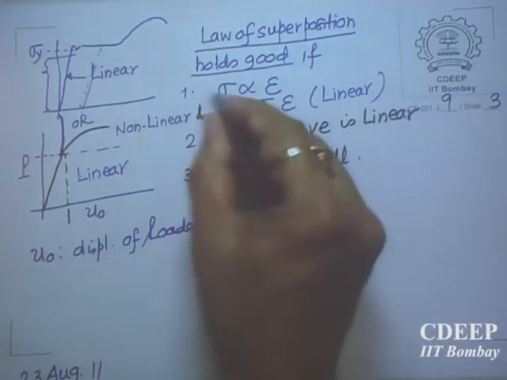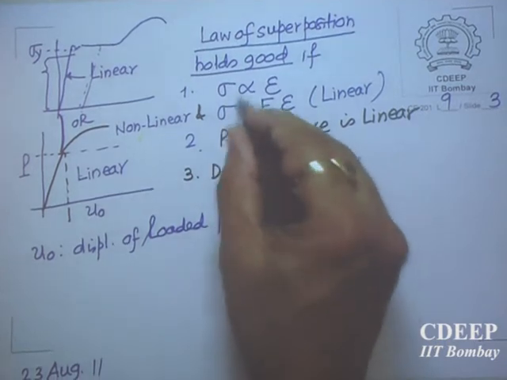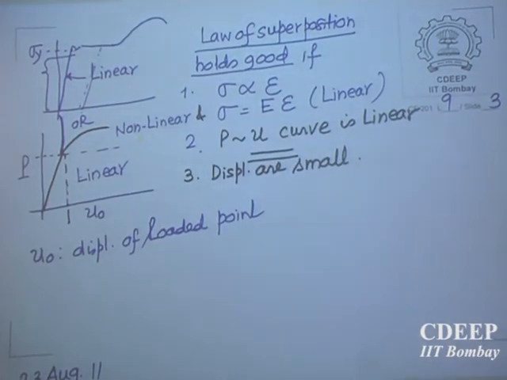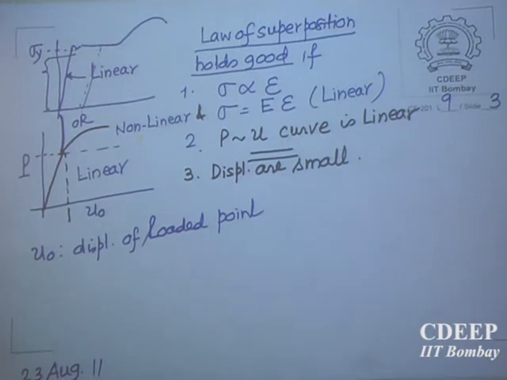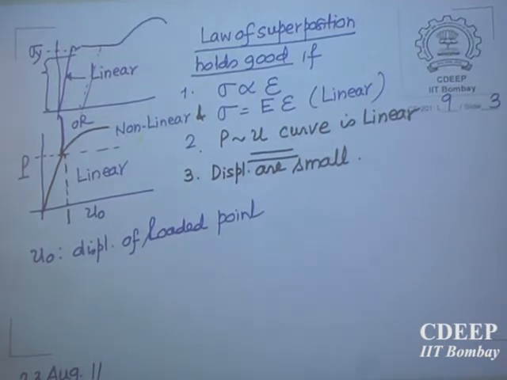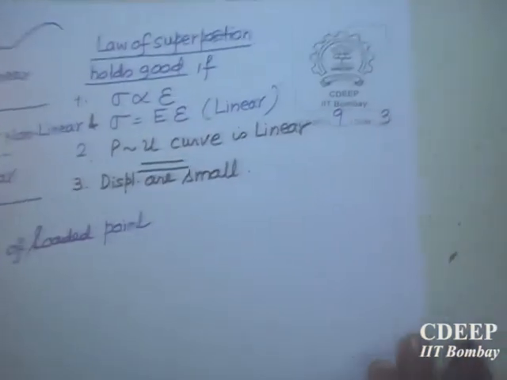Not large. So 1, 2, they are all consequences of each other. Displacements are small, not large. We are not considering large displacement. The moment you have large displacement, my P delta curve I have to consider non-linear, and then superposition will not hold good. Have you understood? So there is a range in which this can be applied. Okay, now let us go to the next.